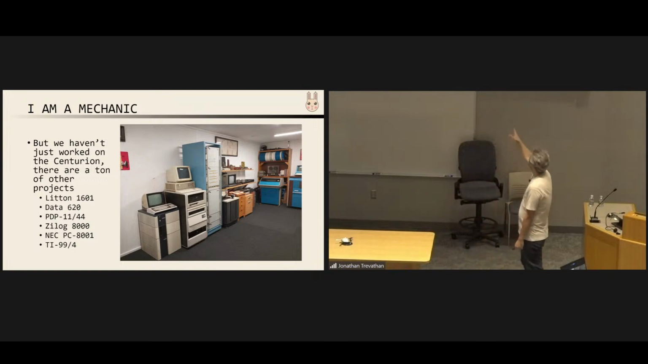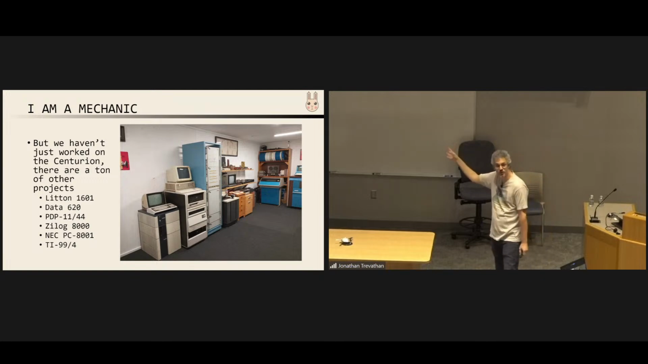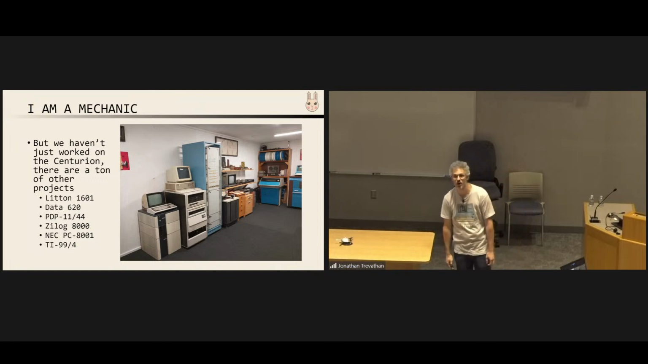Just here, you can see we've got a Litton mini computer. The really tall one is a Data 620. Next to it is a PDP 11/44 with an Eagle drive on it. Then we have a smaller Zilog system over here on the left. There's an NEC PC 8001 above it. There's a TI 99 hiding over there in the corner. You can see there's just a bunch of projects going on.